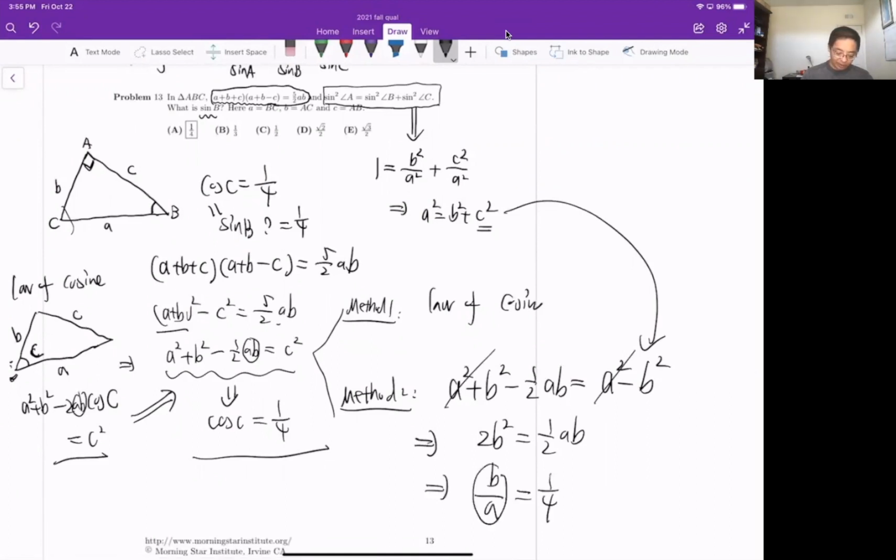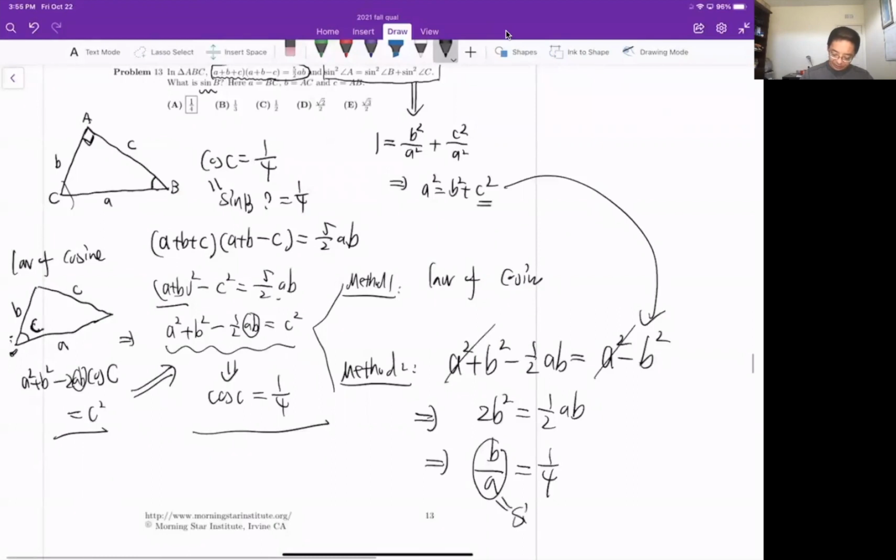Right? We get b over a equals 1/4. But what is b over a? B over a is exactly, by definition, sine B. So again, we just get sine B equals 1/4.